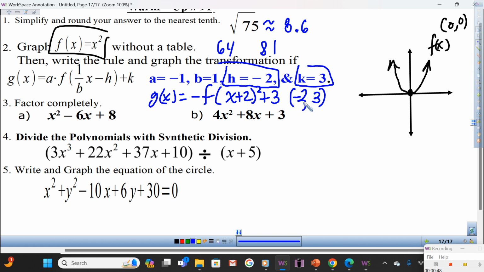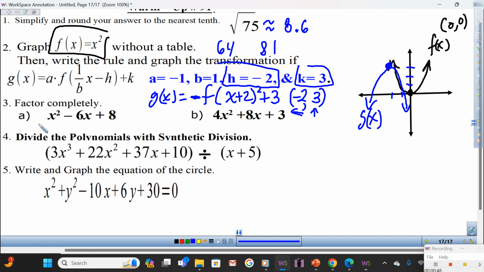Okay. Which means we move it 2 to the left and 3 up. So our new vertex is up here. What else do we do, Brandon? According to that, flip it upside down. That is correct. So it's going to be about right there. That's my g of x. All right, not bad, not bad.